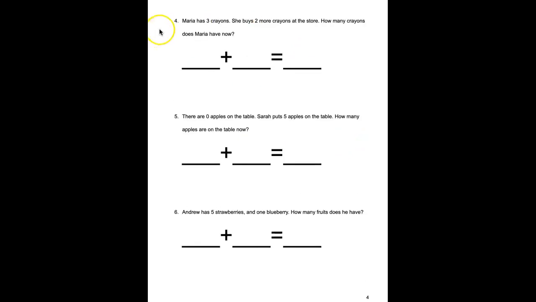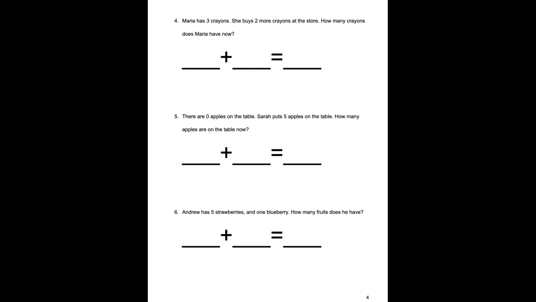So for this next one, we're looking at question number 4. So Maria has 3 crayons, and she buys 2 more crayons at the store. So how many crayons does Maria have now?